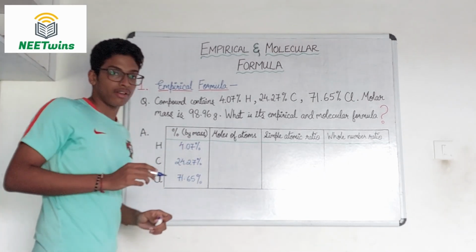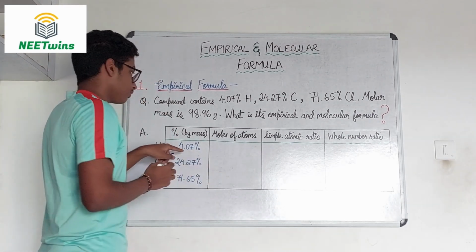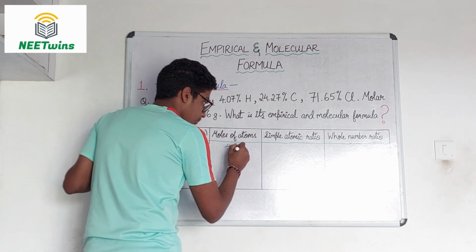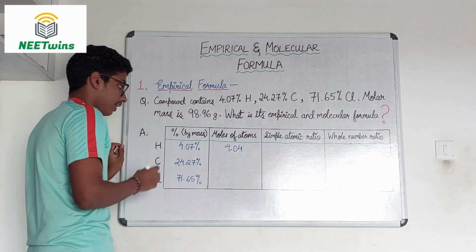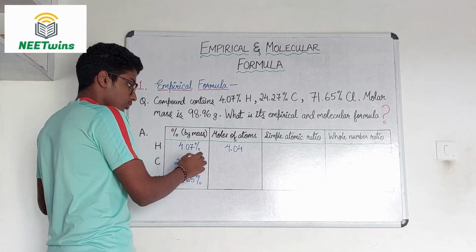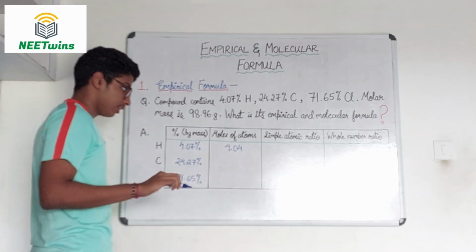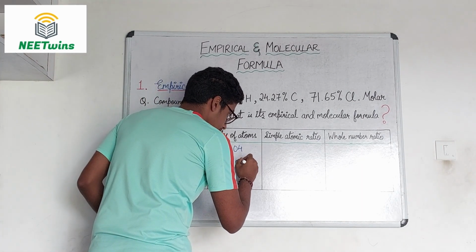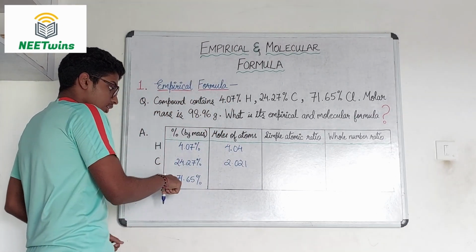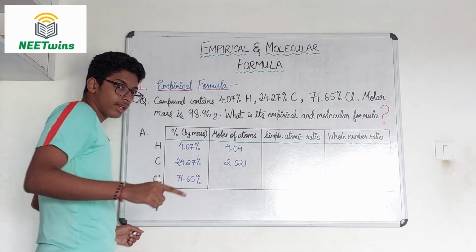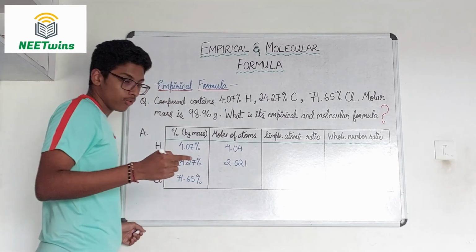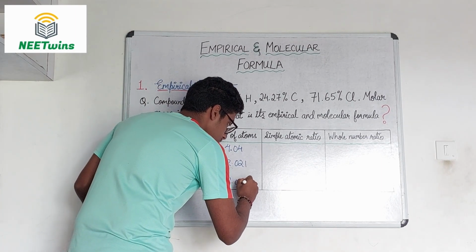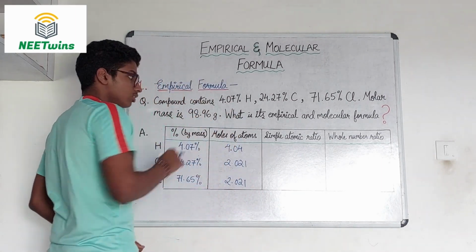So like for hydrogen, the atomic mass is 1.008. So if you divide 4.07 by 1.008, it turns out to be 4.04. And for carbon, 24.27% divided by 12.01, the exact atomic mass, we get 2.021. And for chlorine, 71.65% divided by its atomic mass, which is 35.45 something, we take it as 35.5. We get again 2.021. So this is called the moles of atoms.